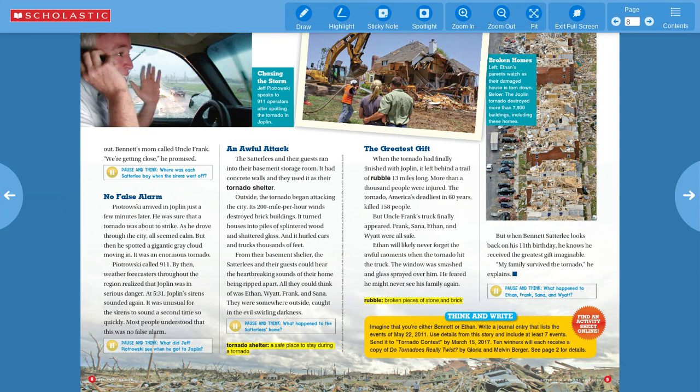Petrowski arrived in Joplin just a few minutes later. He was sure that a tornado was about to strike. As he drove through the city, all seemed calm, but then he spotted a gigantic gray cloud moving in. It was an enormous tornado. Petrowski called 911. By then, weather forecasters throughout the region realized that Joplin was in serious danger. At 5:31, Joplin's sirens sounded again. It was unusual for the sirens to sound a second time so quickly. Many people understood that this was no false alarm.